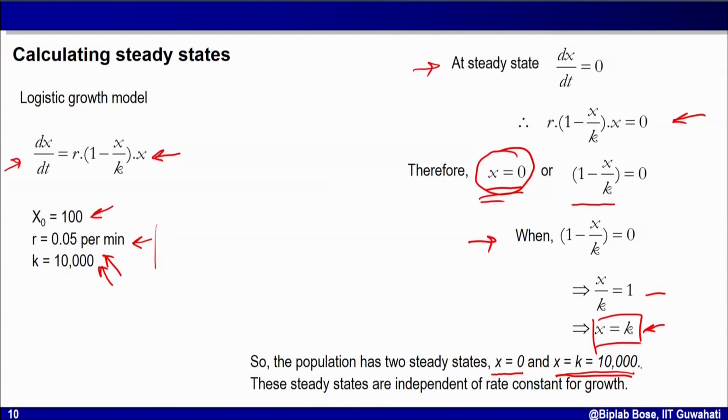Now notice one interesting thing. For both the steady states, there is no role of the rate constant for growth, that is r. So the steady states are independent of the rate constant for growth. They only depend upon the carrying capacity.